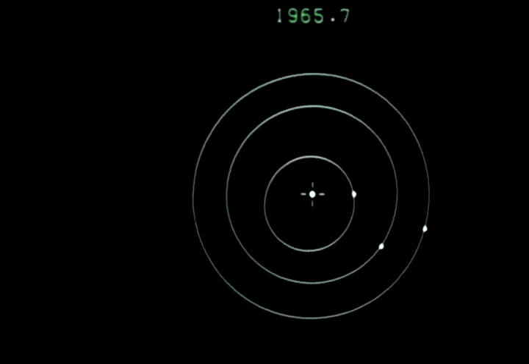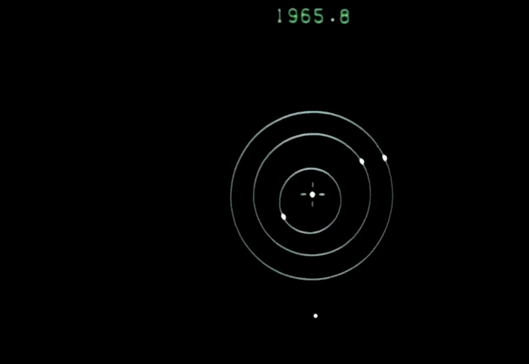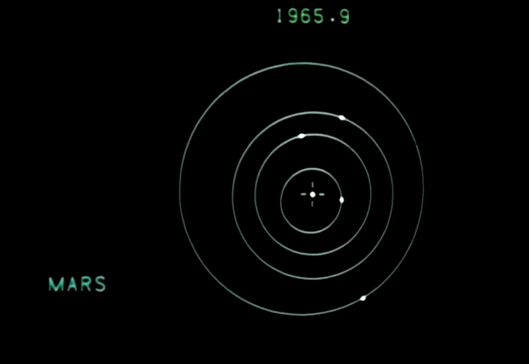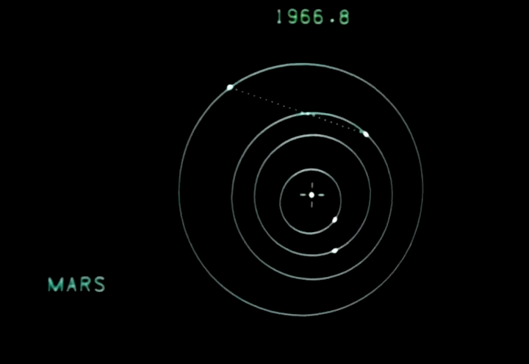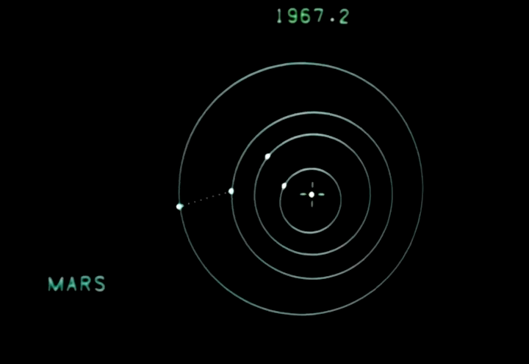Now let's look at the first of the outer planets. Here is Mars. Its orbit is off-center and not quite circular. When Mars is in conjunction with the Sun, it is farthest from Earth. Now watch the line for retrograde motion. At opposition, Mars is nearest the Earth.